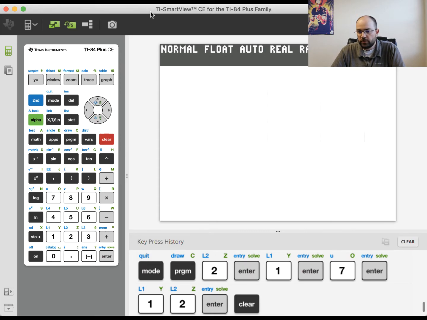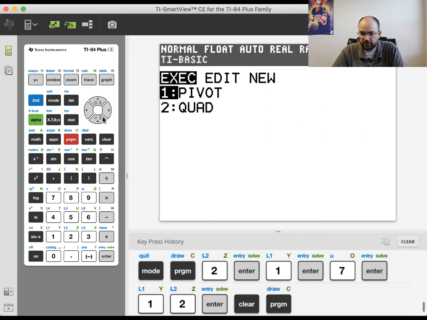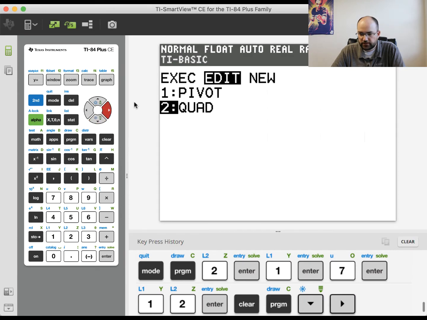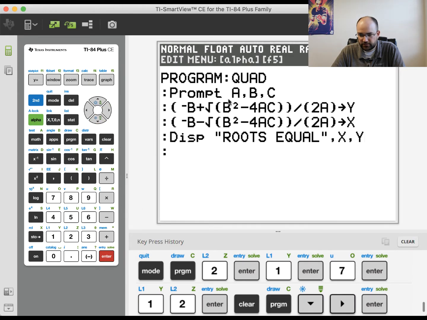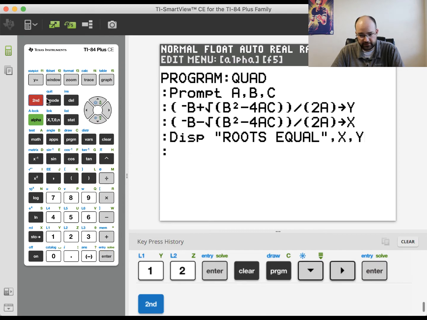Okay, so welcome to the calculator. I have already put in a program here. If I click on program, you've got quad here. If you go to edit, you can see what it looks like. Prompt A, B, C, being the a, b, and c that we talked about in the question. A here is 1, b here is 7, c here is 12. All I did here is the quadratic formula, with the positive, so I made that the y value. And then the quadratic formula with the negative makes that the x value. And then just display what the roots are, x and y. That's pretty much it. It's a very, very simple program.